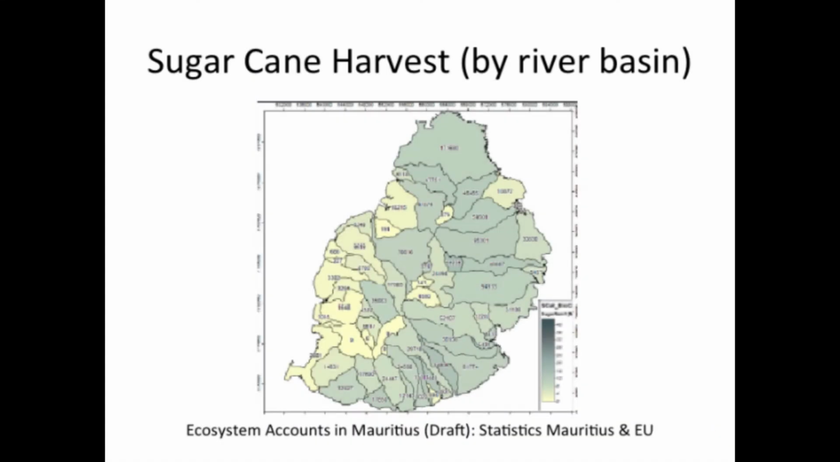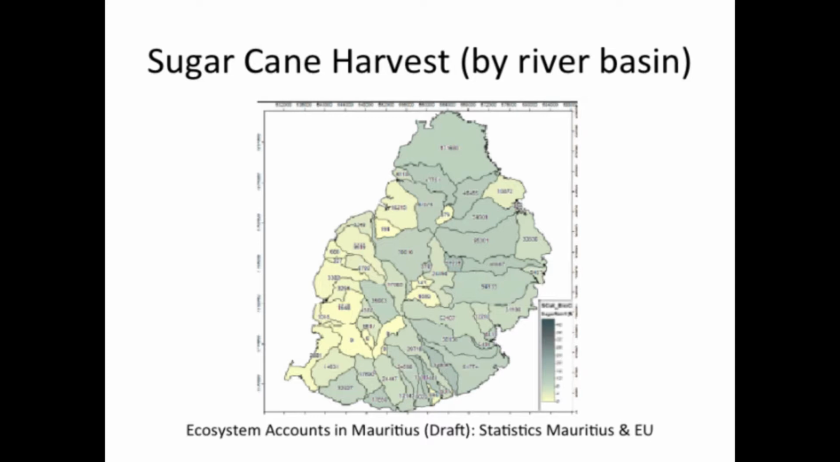Then you have the removals or the reductions to stock. For example, sugarcane harvest. Sugarcane is one of the many major agricultural outputs for Mauritius. So these are effectively removals or reductions of the stock of biocarbon in each of those ecosystem assets, or in each of those spatial areas.